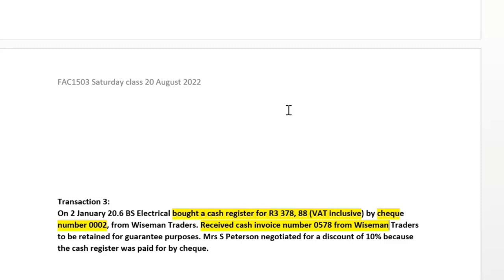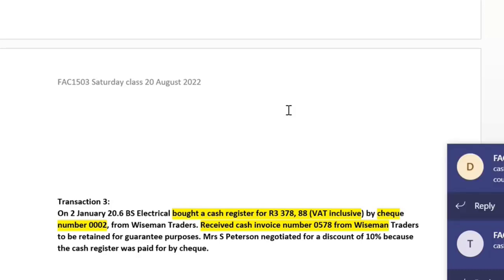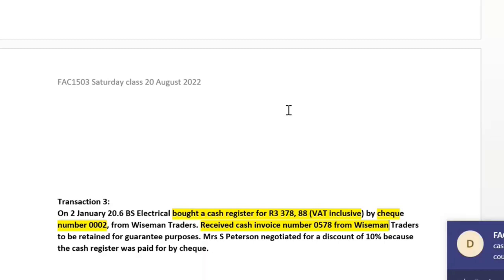Nsuku is saying tax invoice and cash receipts. Tebogo is saying cash invoice. So guys, I need you to be specific when you talk about an invoice. Is that the original invoice or a duplicate? Is that an original cash invoice or a duplicate cash invoice? You need to specify.